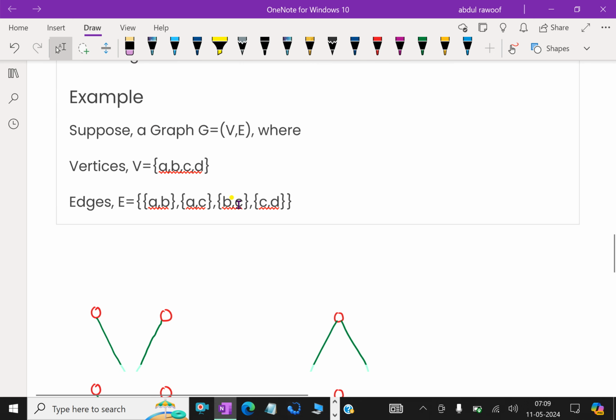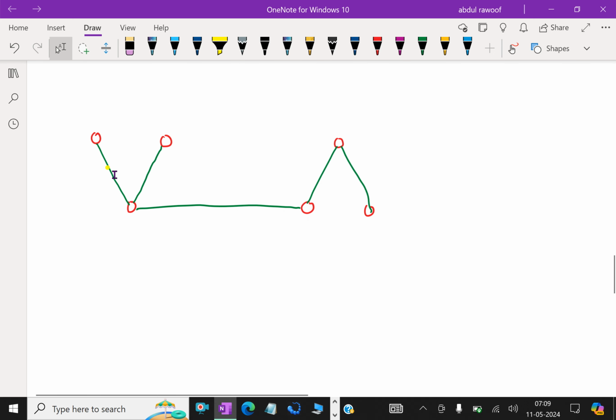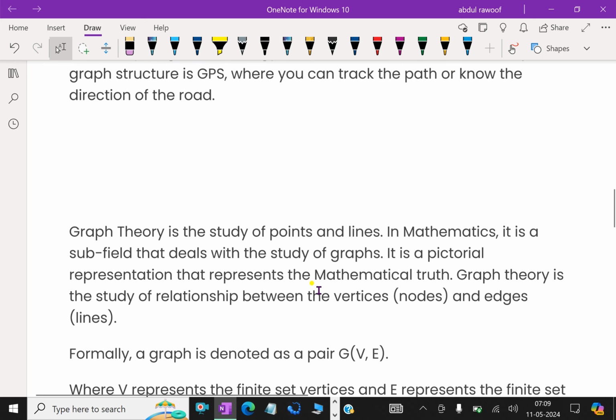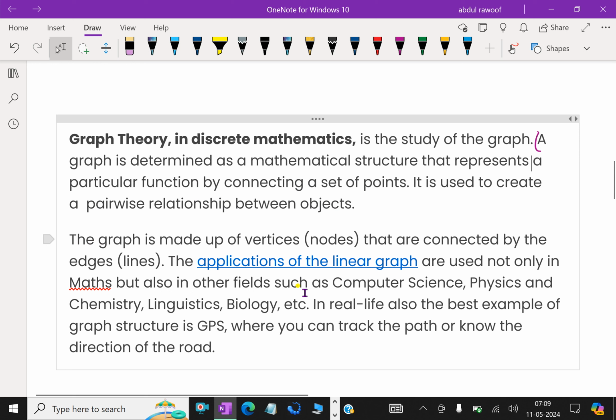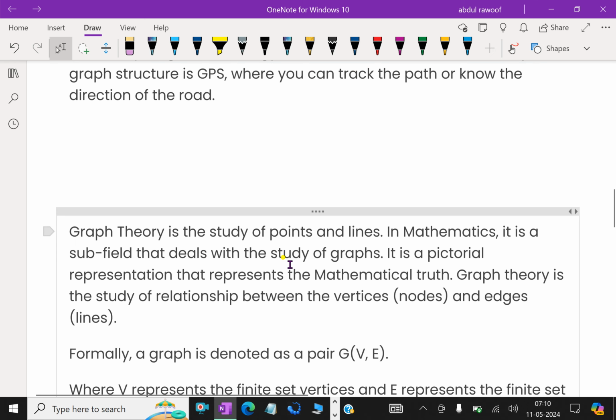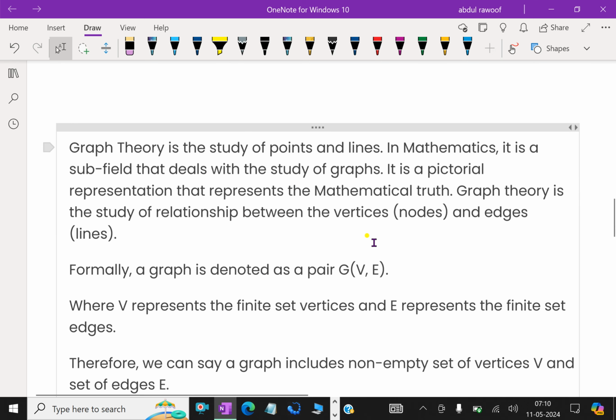Look at this. This is, for example, some graph. These are vertices. This is a path. The graph is made up of vertices, that is nodes, that are connected by edges, that is the lines or curves. The applications of linear graphs are used not only in maths but also in other fields such as computer science, physics, chemistry, linguistics, biology, etc. Graph theory is the study of points and lines.